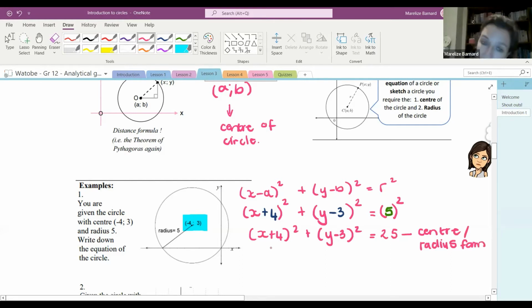Because we could go ahead and multiply all of this out. We could square this bracket, (x plus 4) squared, and square this bracket, (y minus 3) squared. If we square those brackets, we would get the equation of the circle in standard form. But today we're just going to focus on getting the center and the radius from the information that's given.